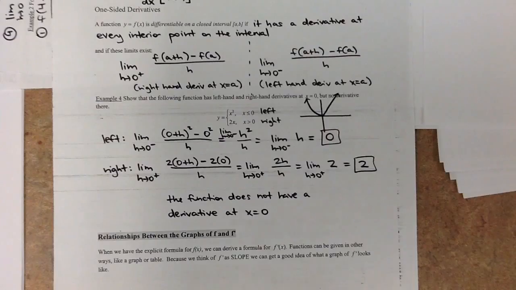So constant slope of 2 from the right, approaching a slope of 0 from the left. What we'd say is actually very similar to a left-hand limit not equaling a right-hand limit. Since the left-hand derivative doesn't equal the right-hand derivative, we say that the function doesn't have a derivative at x equals 0. Or what we're going to talk about in the next couple of days, we'd say that f is not differentiable at x equals 0.